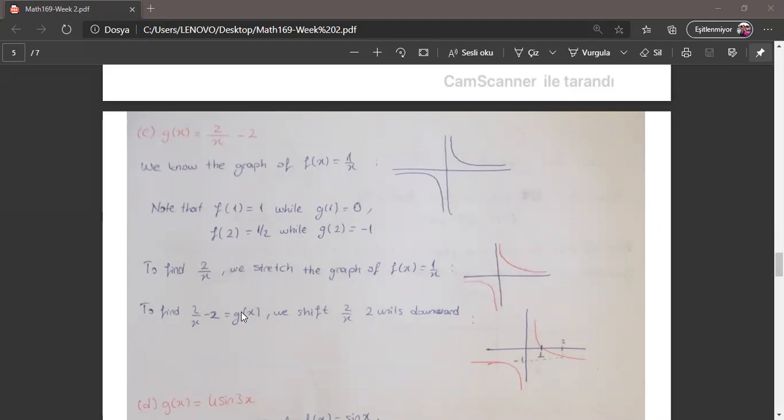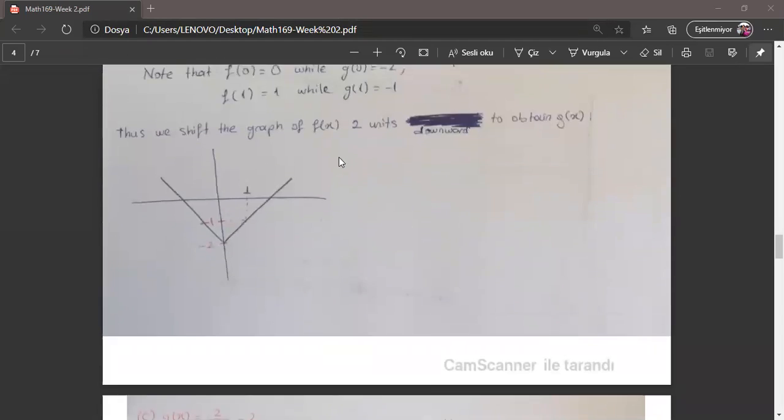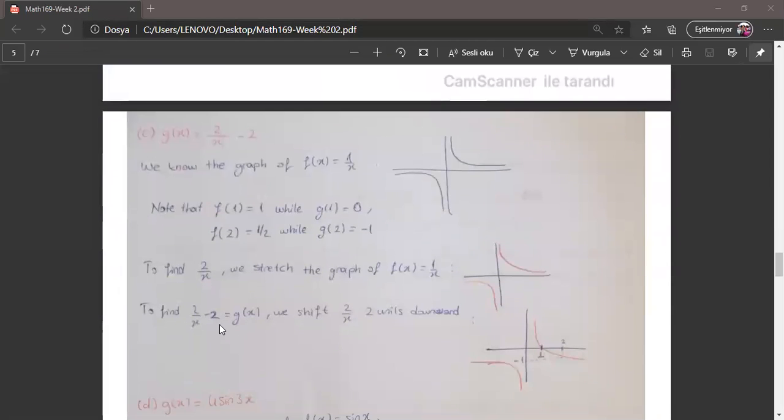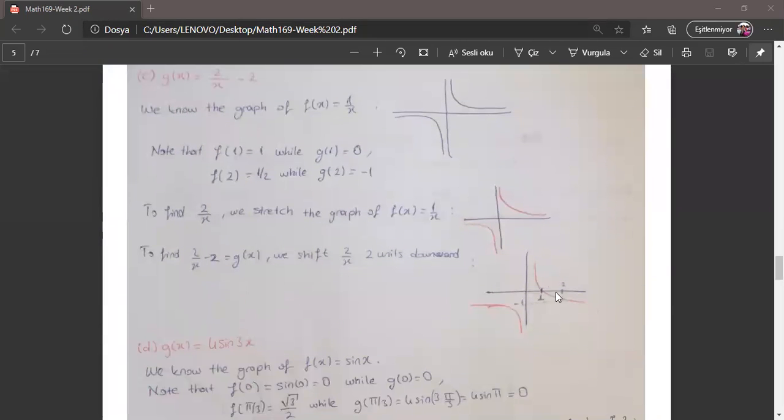Now to obtain g, we need to compute this. So what do we do? Here we have minus 2. We need to shift this one's graph 2 units downward as we did there. We had minus 2 and we shifted downward 2 units. So here again we have minus 2. We need to shift it downward 2 units.